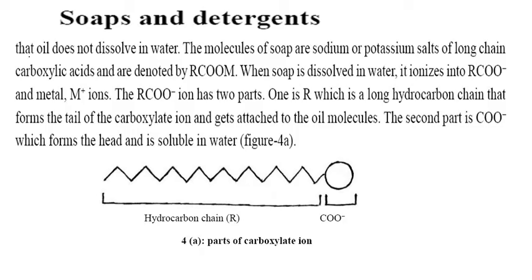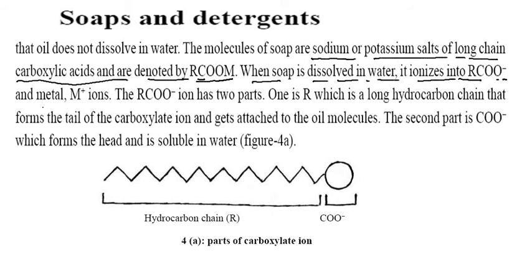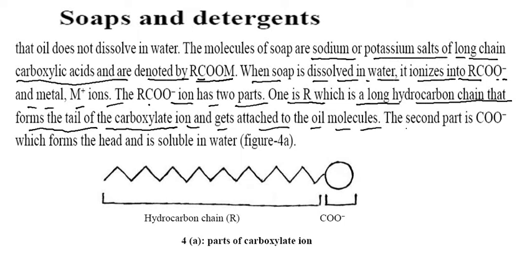So now come to soaps and detergents. Oil does not dissolve in water. The molecule of soap is the sodium or potassium salt of a long chain carboxylic acid, denoted by RCOOM. When soap is dissolved in water, it ionizes into RCOO minus and the metal M plus ions. The RCOO minus ions have two parts: one part is R, a long hydrocarbon chain that forms a tail, and the other part, the COO minus, forms the head. The carboxylate ion gets attached to the oil molecules, and the hydrocarbon tail is insoluble in water. It looks like this: this is the COO and this is the hydrocarbon chain.